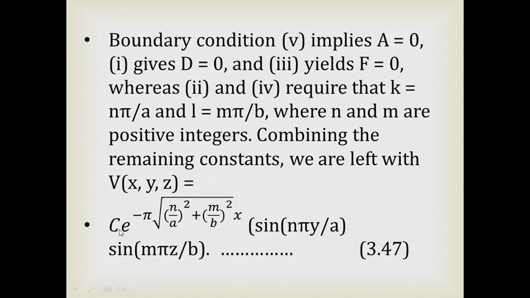So this coefficient is going to be C e raised to minus pi under root, because n pi was there and n pi whole square, that means pi square was here, pi square was here, and taking the under root, that pi comes out. So minus pi under root (n upon a) whole square plus (m upon b) whole square into x into sine n pi y upon a sine m pi z upon b will be there.